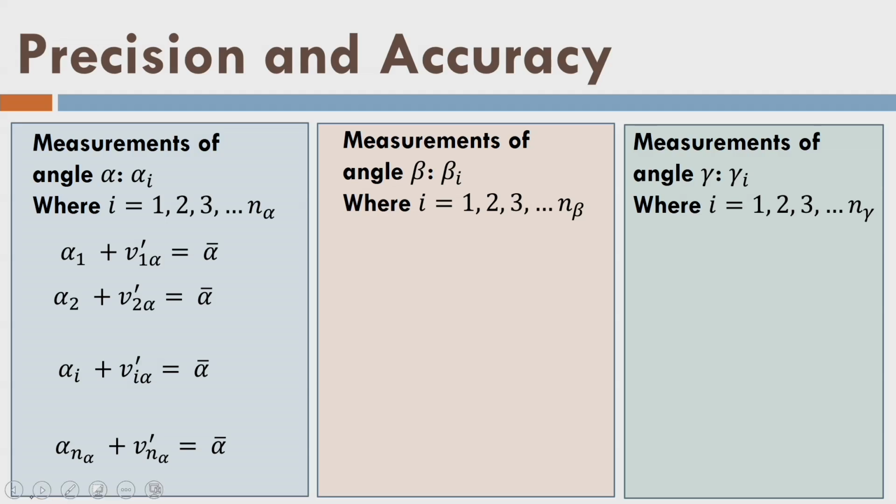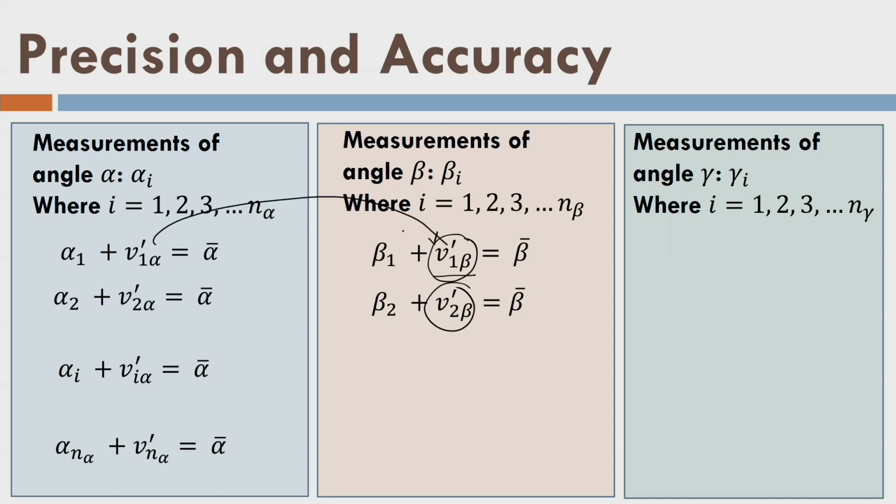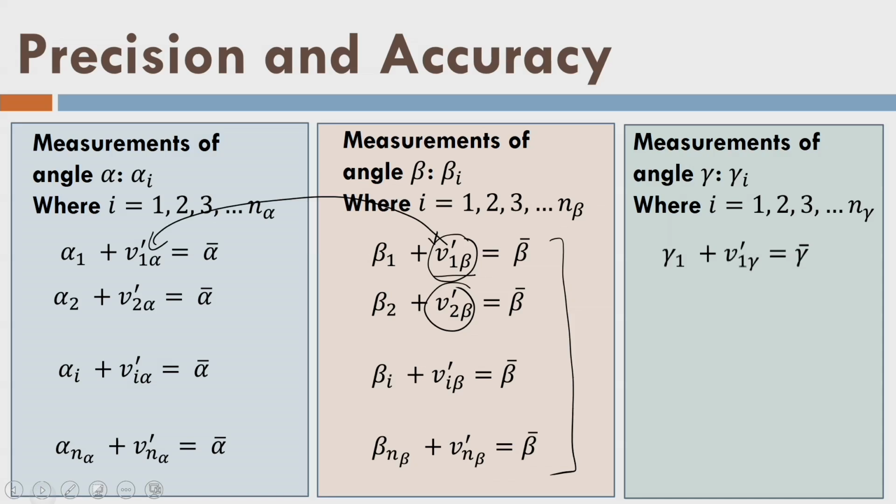Similarly, I have repeated the same exercise for the beta. I am writing here V1 dash beta, just note it down. That means they are quite different from each other. That means this quantity is different from this, and these quantities are also different. They are not the same. Remember this, because they are random. Okay, so I have taken n beta number of observations here, and then further I have taken n gamma number of observations, and I have taken the observations of each angle individually.